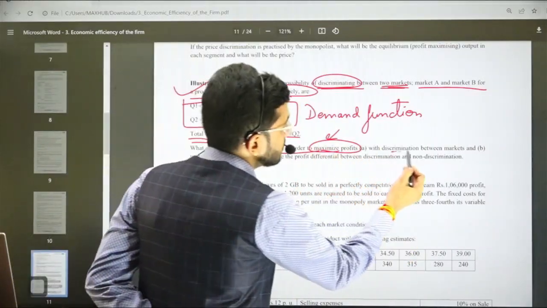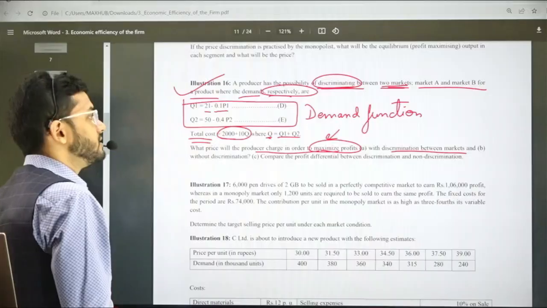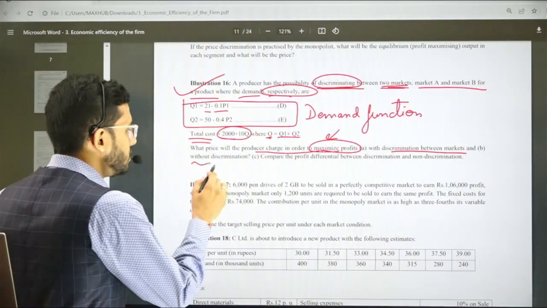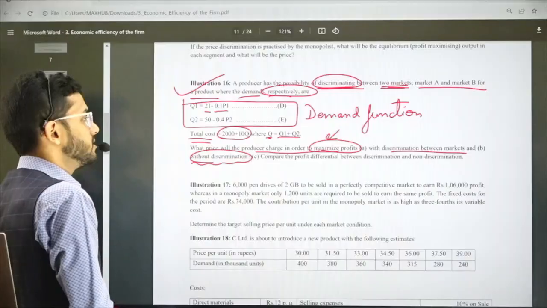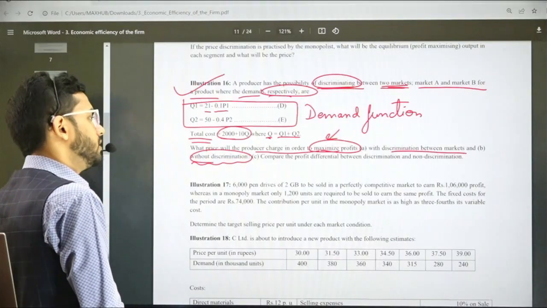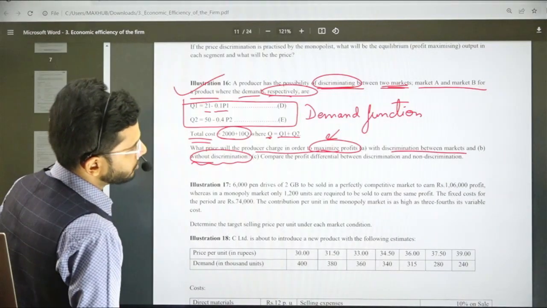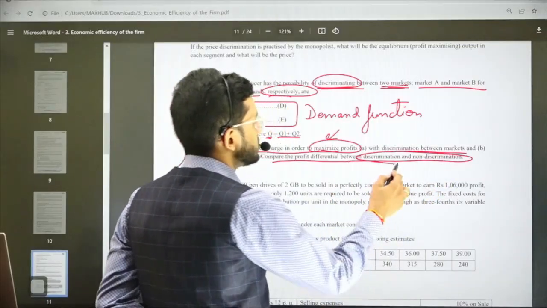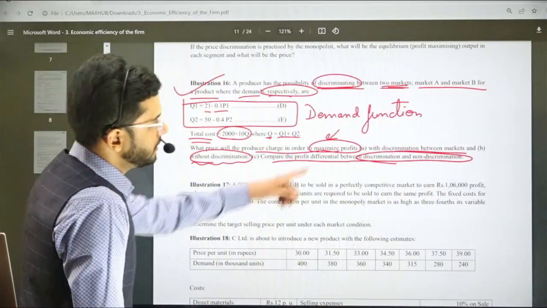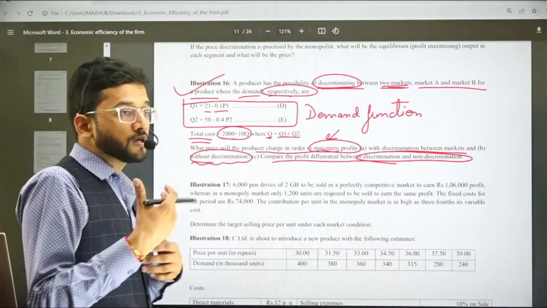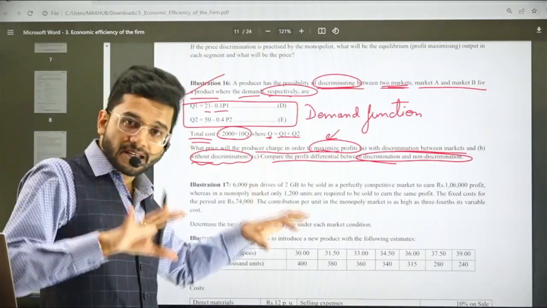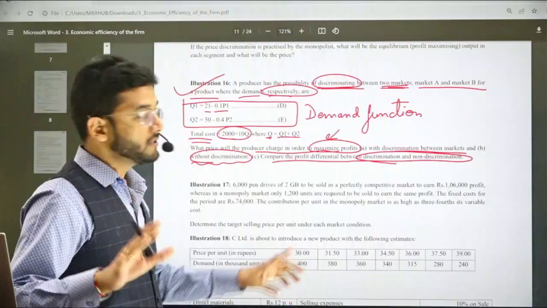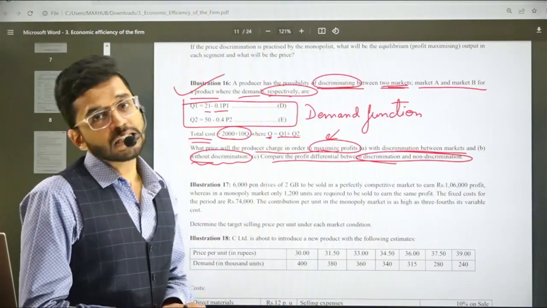A, with the discrimination between the markets. If we are discriminating between the markets, what will be the maximum profit? And B, without discrimination in the market. If you are not discriminating in the market, then what will be the profit maximizing price and output? Compare the profit differential between discrimination and non-discrimination. What is the profit when you exercise price discrimination? What is the profit when you do not exercise price discrimination? What is the difference between profits? That also you need to analyze in part C.